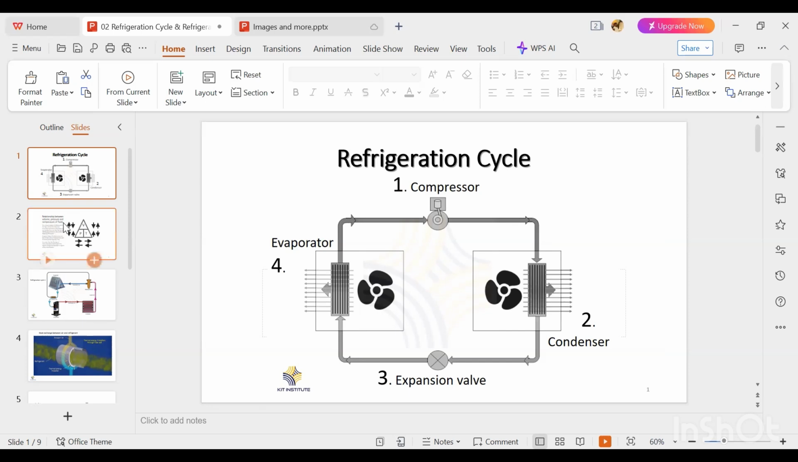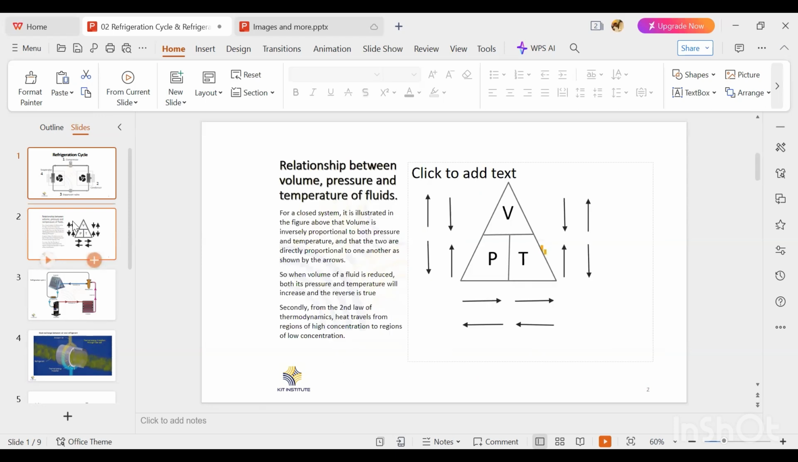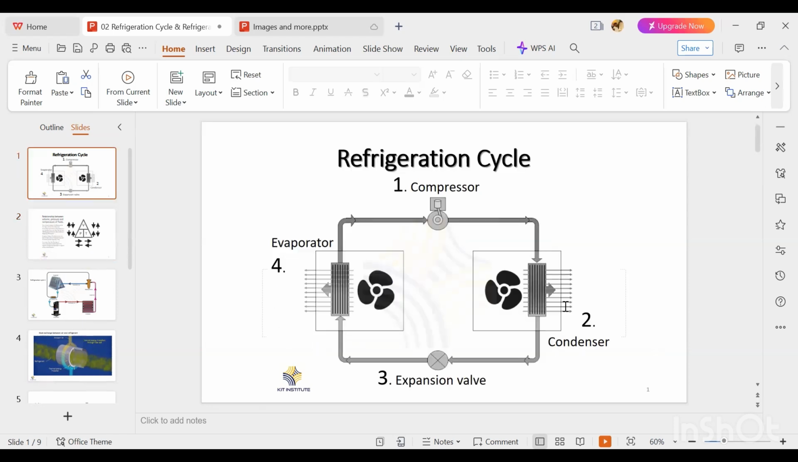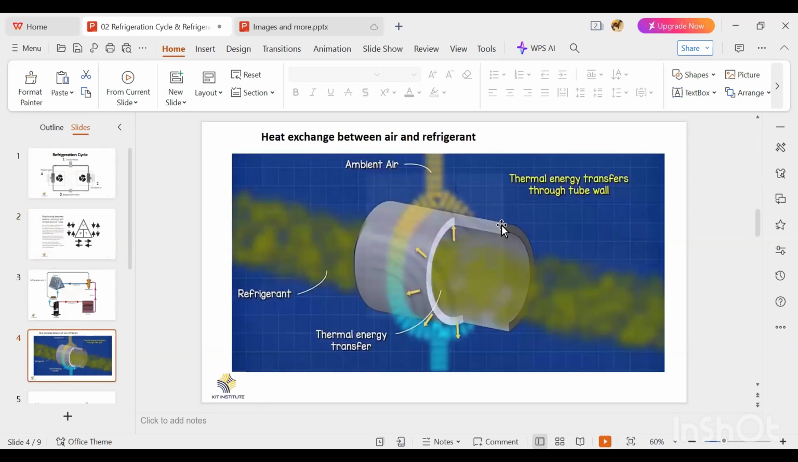By the second law of thermodynamics, which states that heat travels from regions of high concentration to regions of low concentration, this indicates that with the refrigerant at 100 degrees and the air at 50 degrees, heat will travel through the walls of the pipe. Heat will travel through those pipes and come into the air.